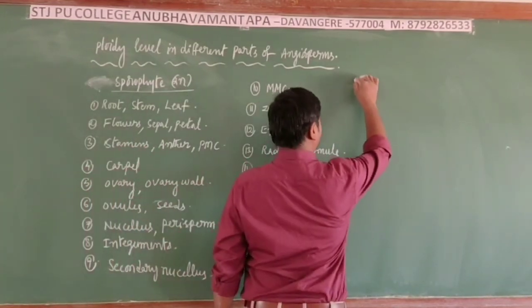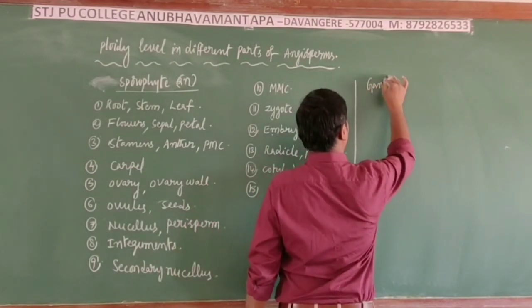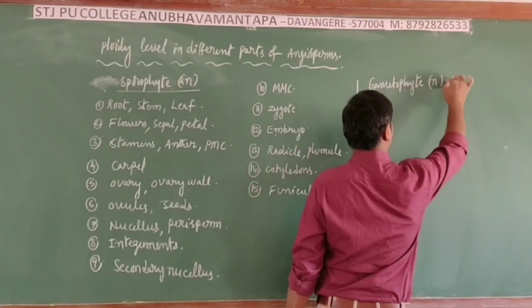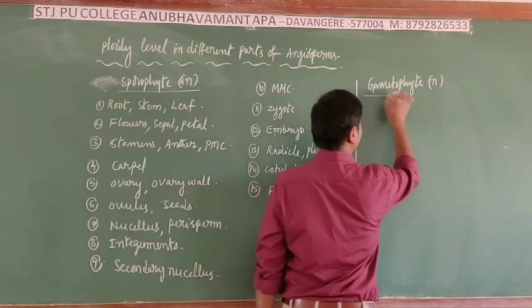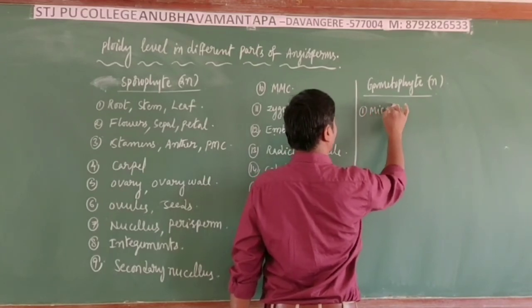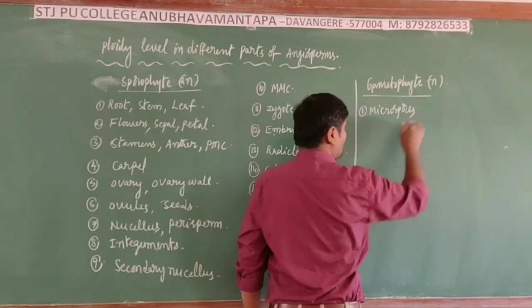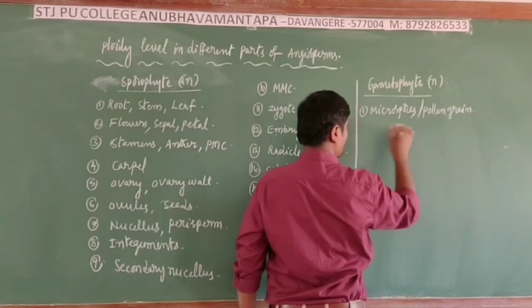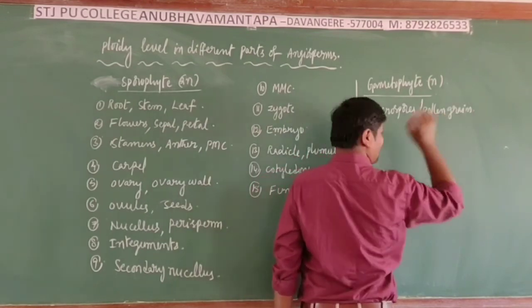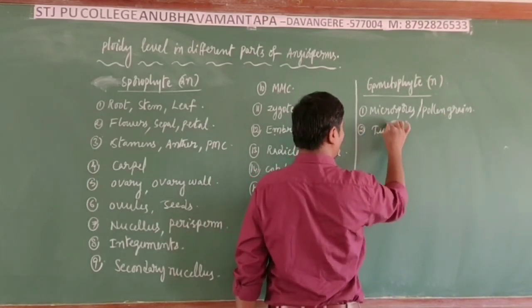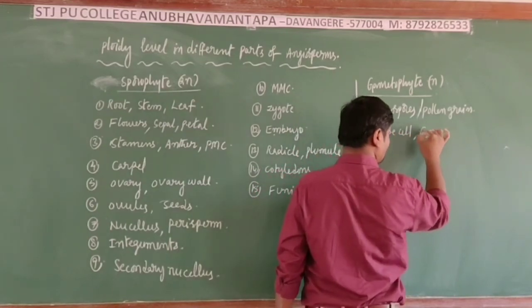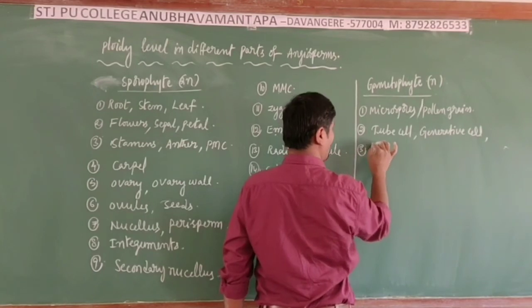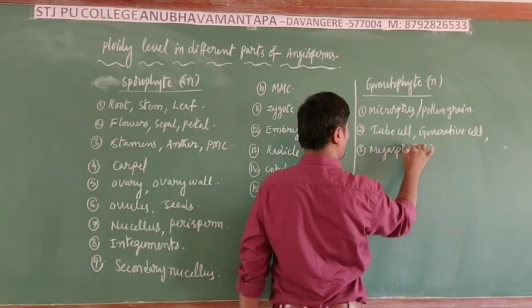What about the gametophyte? The gametophyte is haploid. What are the major parts here in the gametophytes? See, first one, microspores. Microspores are nothing but pollen grains. Next one, the pollen grain contains two cells. What are the names of the two cells? Tube cell, haploid. Next one, generative cell, haploid. Next one, megaspore. Megaspore is haploid.